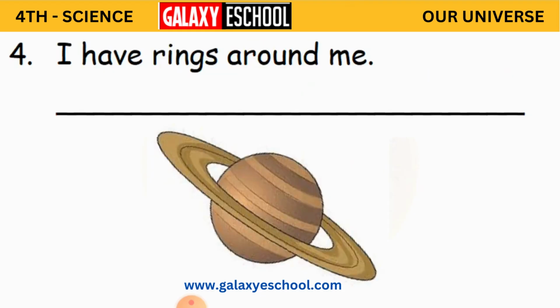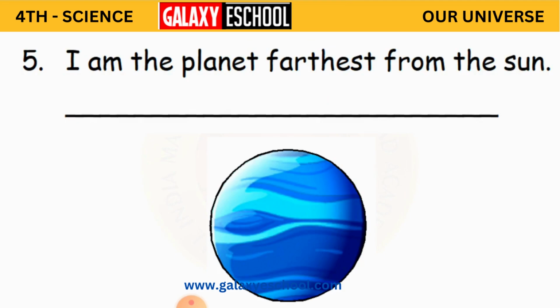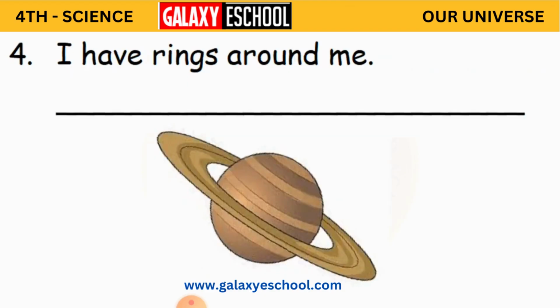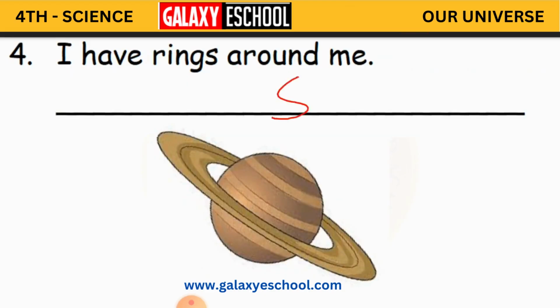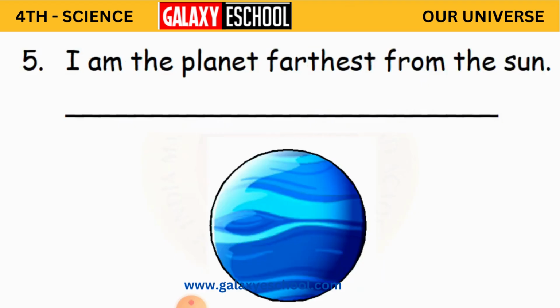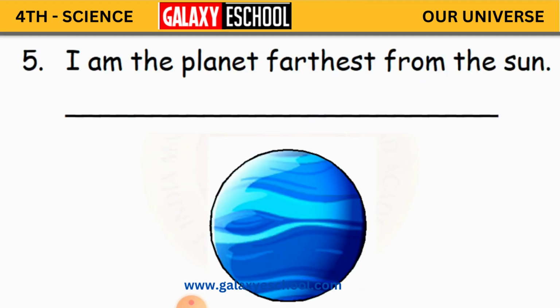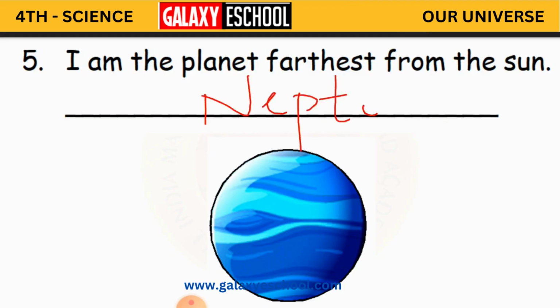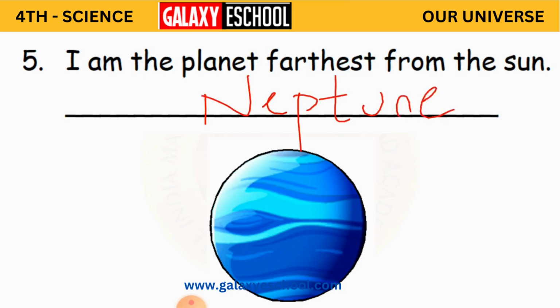Okay. Now, I have rings around me. What is this? So beautiful a planet. That is nothing but Saturn. Now the fifth one: I am the planet farthest from the sun. The last one, Neptune, which is very far away from the sun.